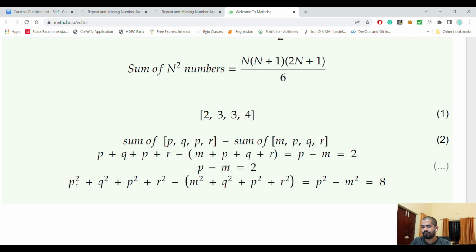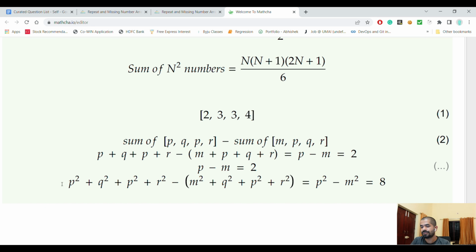Next step, what we have to do is find the sum of squares of all the elements in the array. So 2 square plus 3 square plus 3 square plus 4 square. Find that out, we have the code, we can do that. Minus the sum of n square of numbers. We can find that out using this formula. N we know, which is 4. Substitute n in this and you will get the answer for this one.